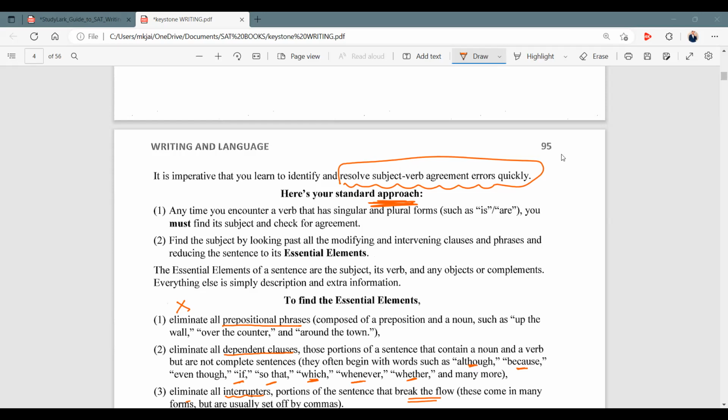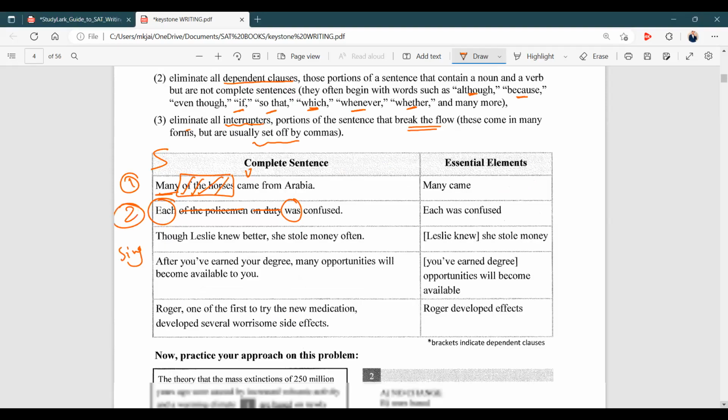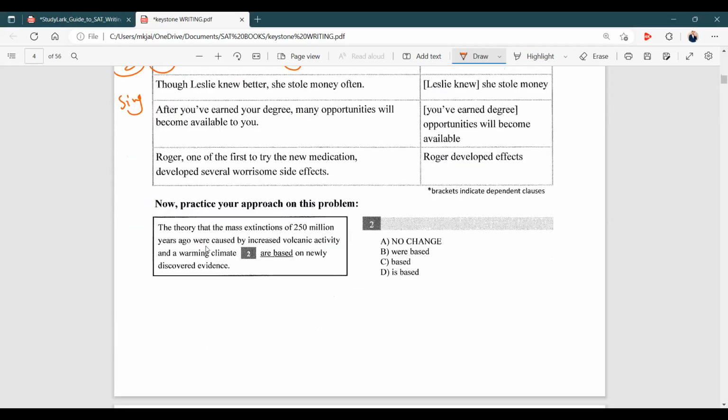When I say essential elements, what do I mean? The subject and the verb. Okay. All right. So what about this one? Who can tell me where is the subject? Where is the verb? Nagam, yes. Find the subject. The theory. Lovely. So that's already singular. So you will go for? Is based. Lovely. But why not based?